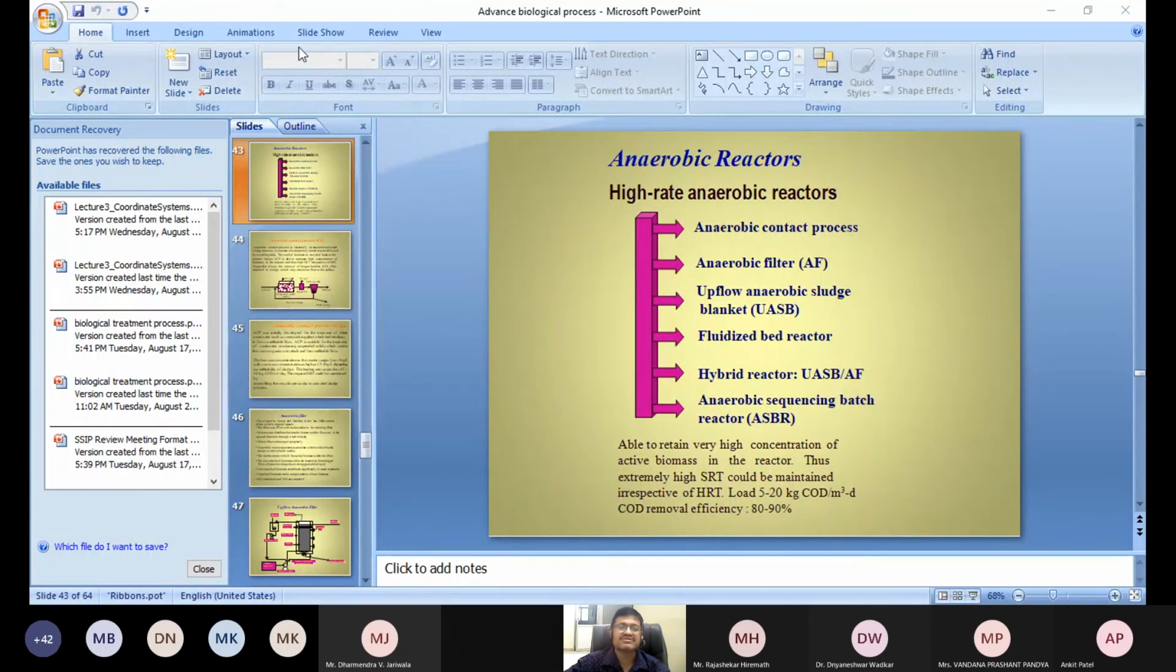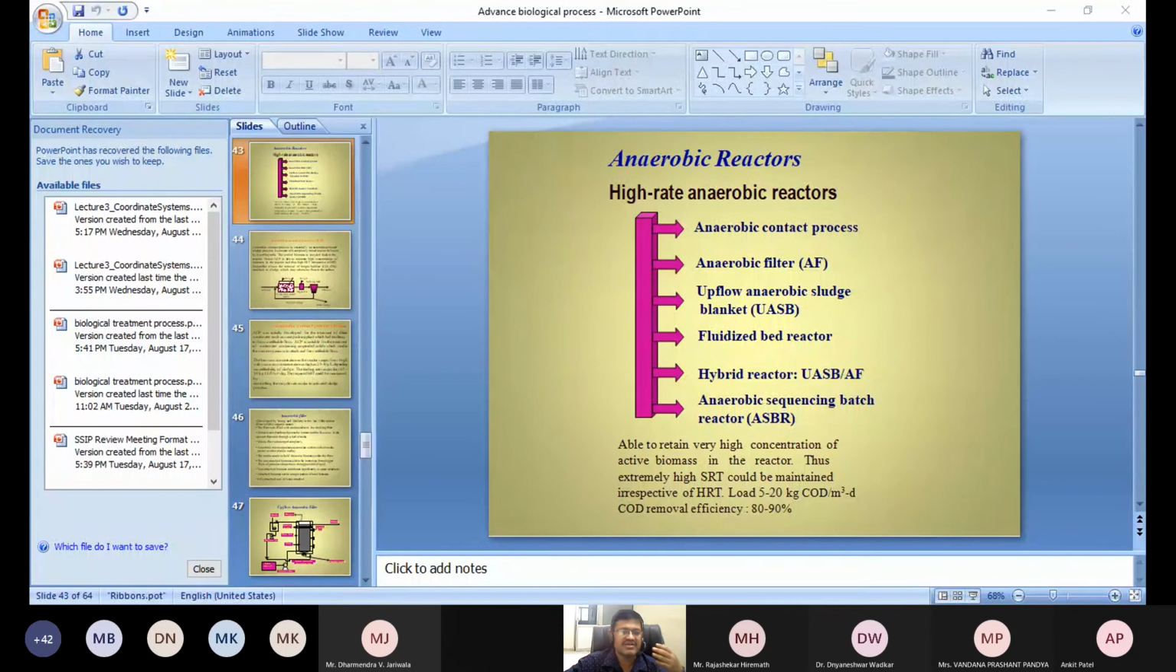After that, there is the USB process, that is the upflow anaerobic sludge blanket process, which is very much used nowadays. It was developed in 1970 by Lettinga in the Netherlands, and in this process the anaerobic bacteria form granulation. Granules are formed of 1 to 3 mm diameter. As the granules are bigger in size, they will settle down and be retained within the reactor, meaning they will not go outside the reactor. Therefore, they will treat the effluent very fast.